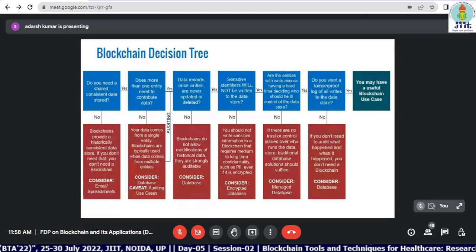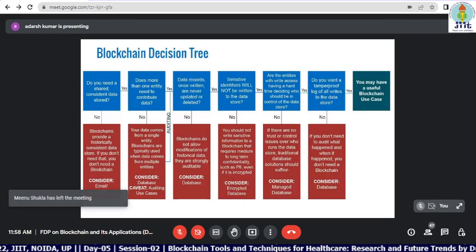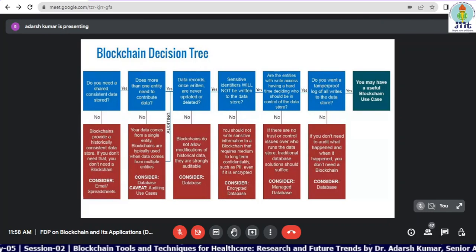Not just patient data, but if some companies are involved in supply chain management, healthcare equipment supply chain management, or medicine supply chain management, there also we need the data. Whether in the past that company has given good services, we can keep a record of it, and that consistency of the data will help the government approve the subsequent phases for the company, right? And then, does more than one entity need to contribute data?